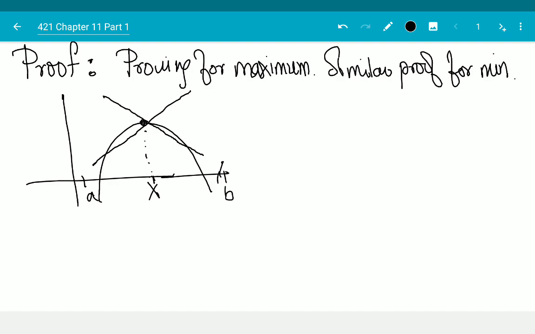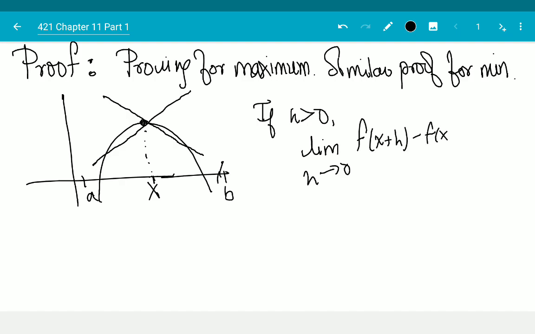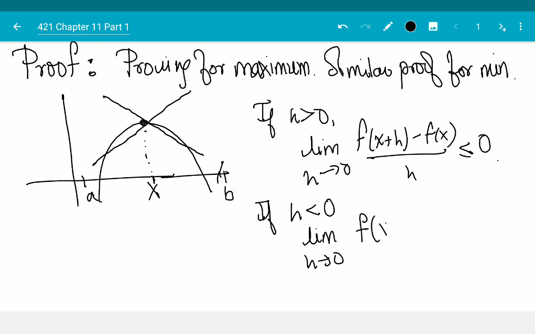If we look at the secant lines from the left and the secant lines from the right, then we get that if h is greater than 0, then f of x plus h minus f of x over h is smaller than or equal to 0. If h is smaller than 0, then f of x plus h minus f of x over h is greater than or equal to 0.